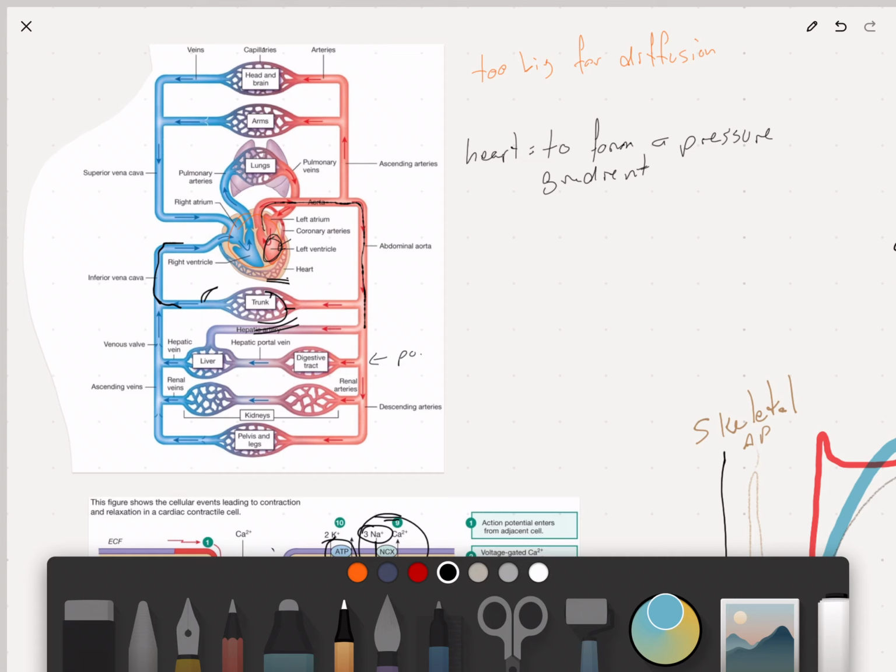Now we have 2 portal systems in our body, 2 major portal systems, the renal and the hepatic. Then there's a third one in the brain, the hypophyseal.